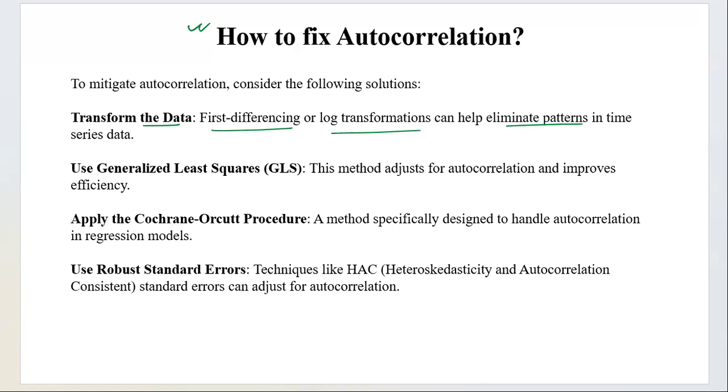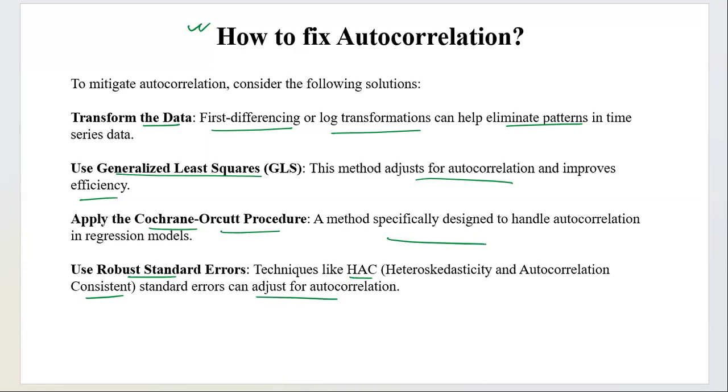Or you can use the generalized least square method or weighted least square method. I have shown you the process in case of heteroscedasticity, and I'll also show you for autocorrelation. This method will adjust for autocorrelation and improve efficiency. Also, there is a specific procedure that you can use, the Cochrane-Orcutt procedure. This is designed specifically to handle autocorrelation. Also, we can use robust standard errors. In heteroscedasticity, I have shown you how to do that. Techniques like HAC, that is heteroscedasticity and autocorrelation consistent standard errors, will help you to adjust for autocorrelation.